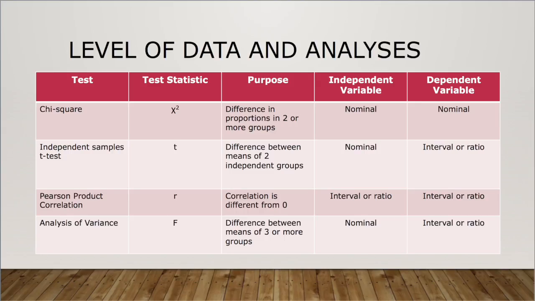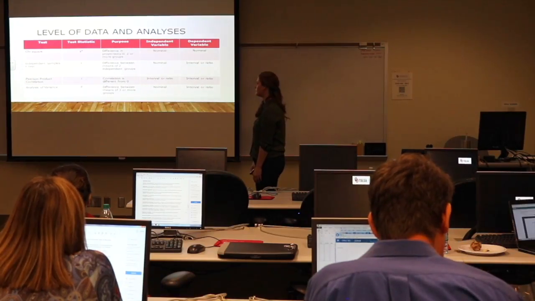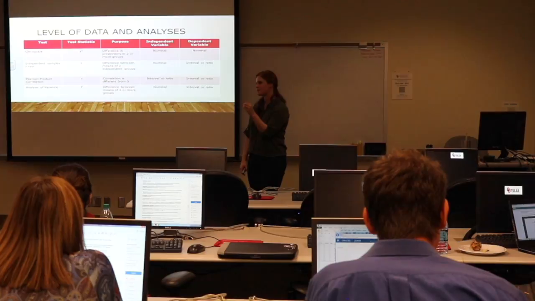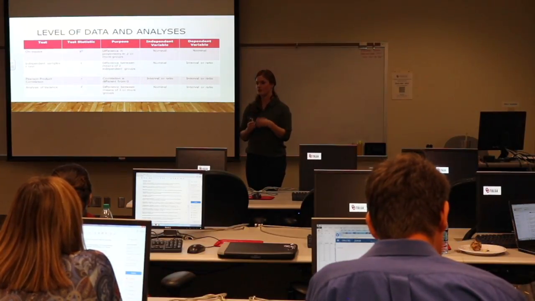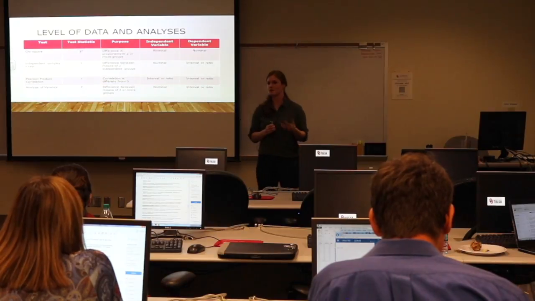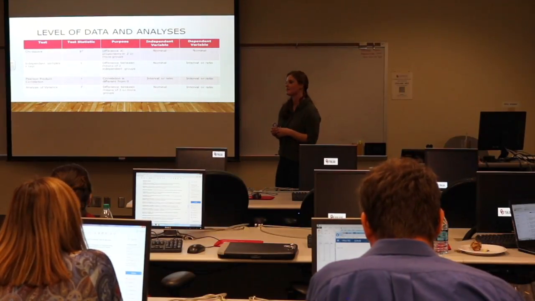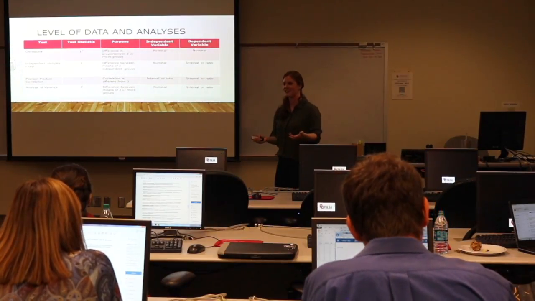So if you just have nominal level data based on this chart, you could do a chi-square. And then you can see where your nominal independent variable is to be used, and then interval or ratio level dependent variables. So I just wanted to highlight that that's really important when you are making those decisions about what variables you're going to use and then how you're going to measure them, because that has an impact on what you can do with the data.